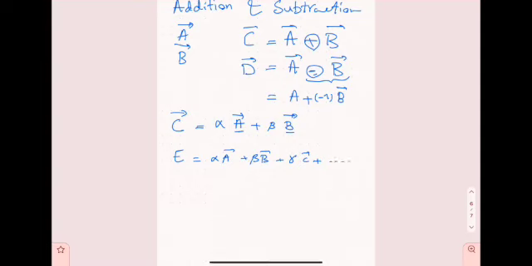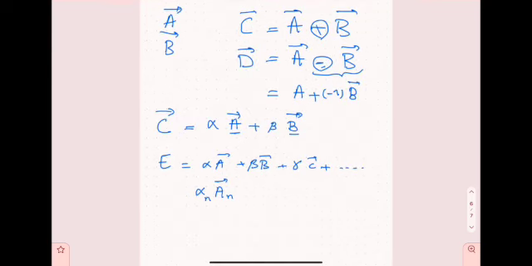In mathematics we like to make short formulas for such an infinite number or series. So why not write it like this: a_n times a vector A_n, and then we sum all these together. So I put a summation over n, and we call this E.